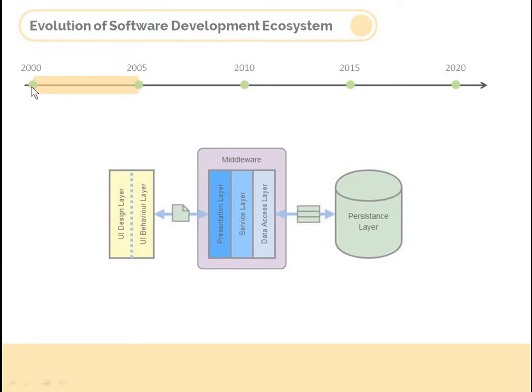Starting from year 2000 to 2005, let's look at what were the prominent technologies in this time frame. Starting from the UI layer, in 2000 to 2005, the key UI design technologies were HTML4 and CSS for the UI design, and JavaScript, what we call pure JavaScript or vanilla JavaScript, was used to code for the UI behavior.